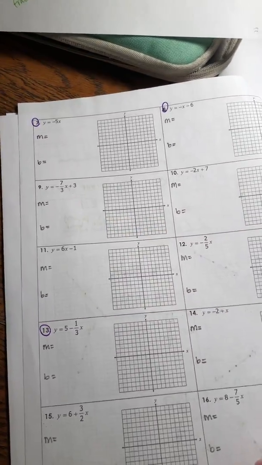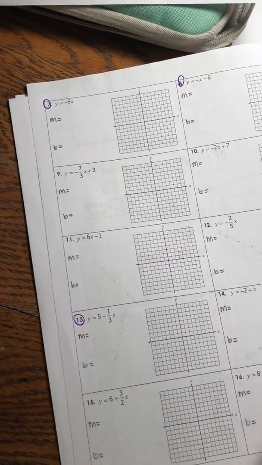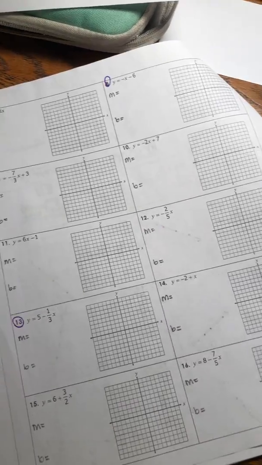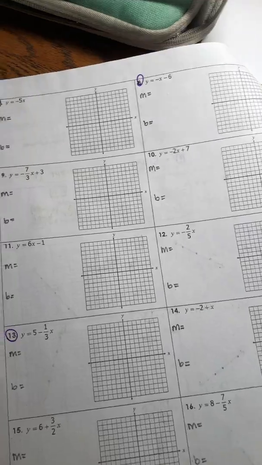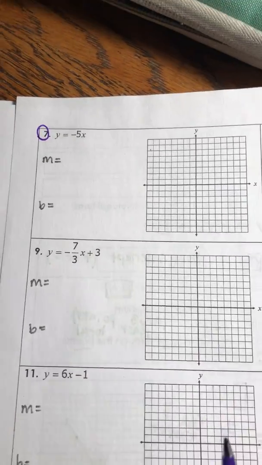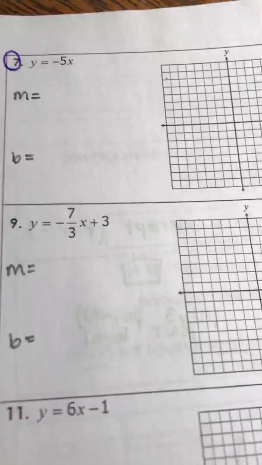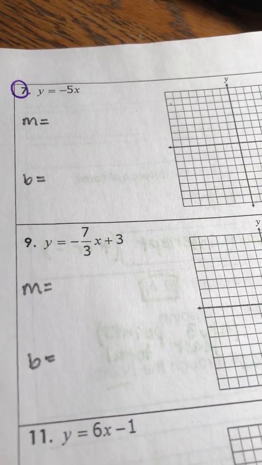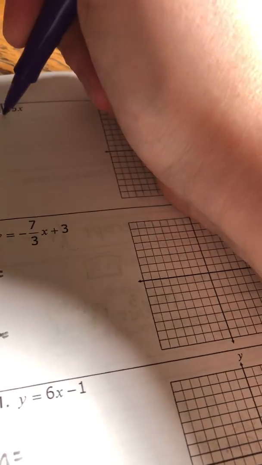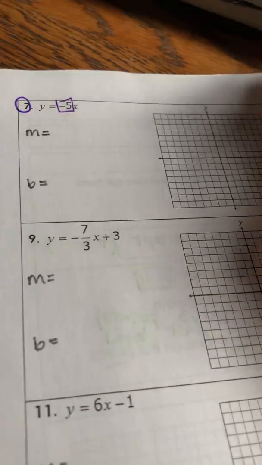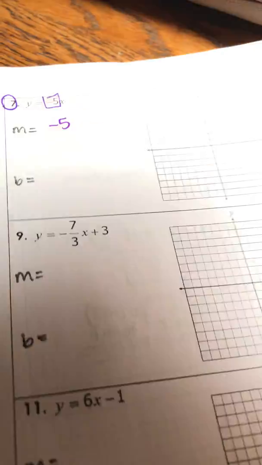These ones, I just want to review a couple of topics before you try them on your own. Okay, so let's start with number 7. If we look at our equation, we have y equals negative 5x. So we still need to identify our slope and our y-intercept. So remember, our slope is what's attached to our variable, x. So we have negative 5.